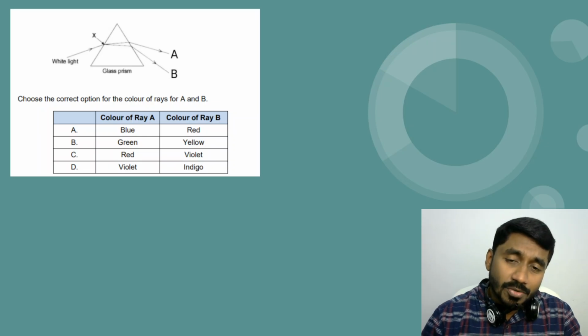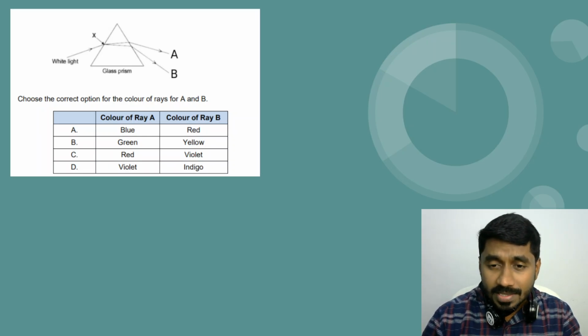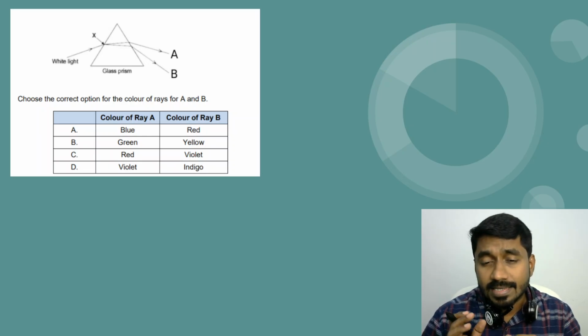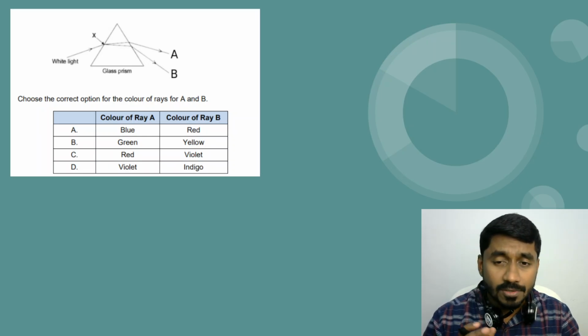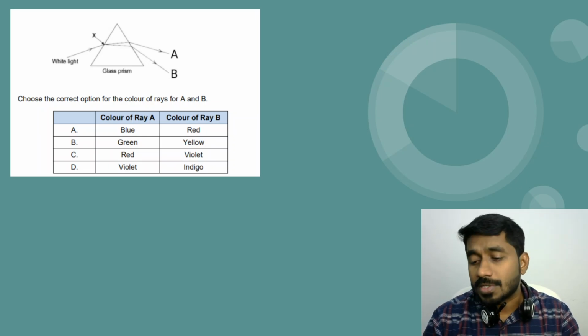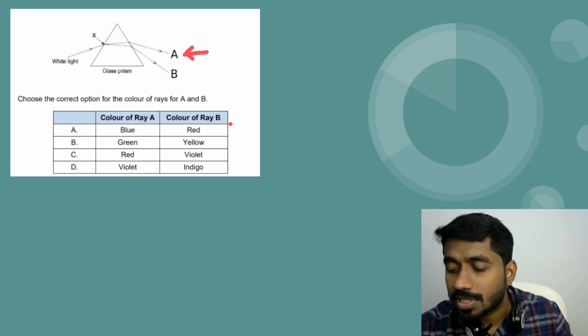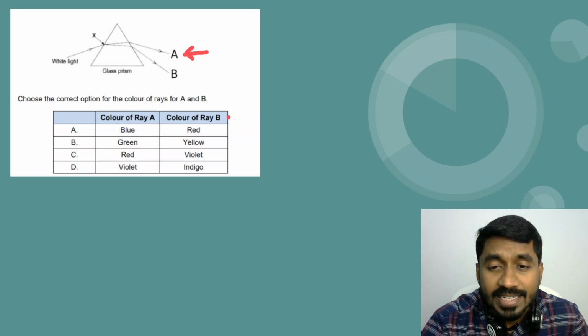In this video, we are going to discuss the CBSE sample paper of grade 10 physics. This is the latest sample paper released on the CBSE website, and this is the first question. So let's discuss the question right now. Choose the correct option for the color of rays for A and B.